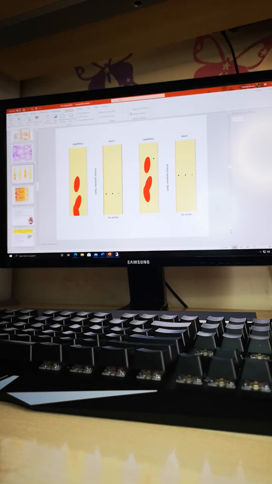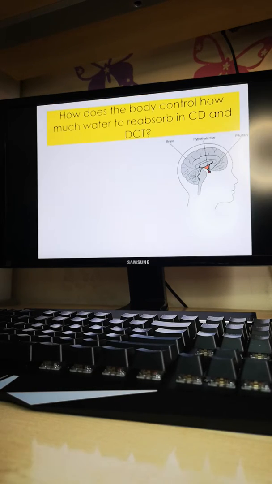Okay, so how does the body control how much water to reabsorb? And this we're concentrating on in the collecting duct, but the same thing happens in the distal convoluted tubule too. This hormone has an effect on making the walls more or less permeable of the collecting duct and the distal convoluted tubule too.